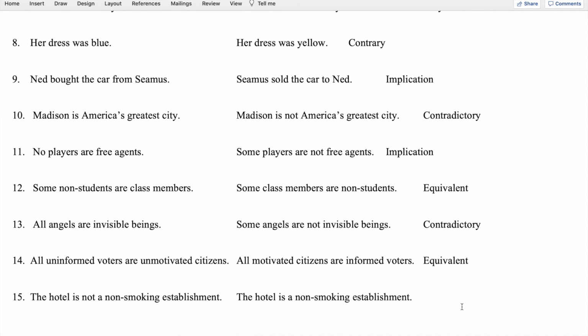And then finally, the hotel is not a non-smoking establishment, and the hotel is a non-smoking establishment. So again, this is one of those instances where we have a subject term that represents a class or category with a single object or place in it. We're talking about a single hotel. So again, it's not possible to make particulars as denial statements. The two statements are obviously incompatible, and the two statements are also the denials of each other. So the denials are also incompatible, and so we have again contradictory statements.